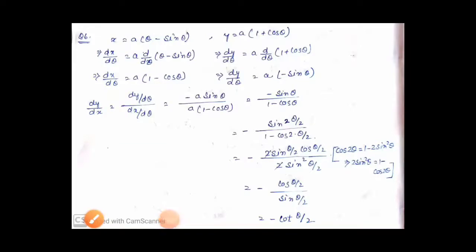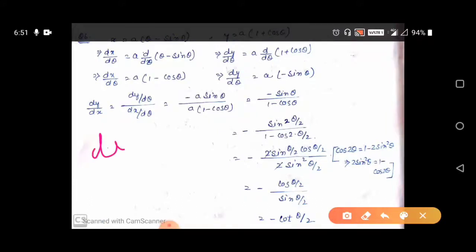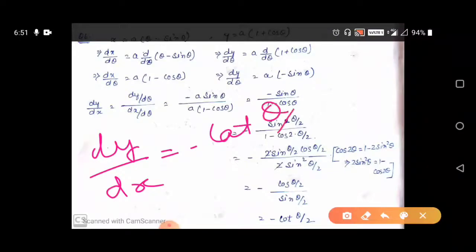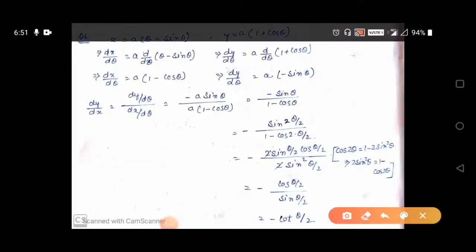Sometimes the questions are given not only to differentiate but also to prove. If the question is given in this way, that we have to prove dy by dx is equal to minus cot theta by 2, then we have to do up to this step. So it is important to learn how to simplify the answer.